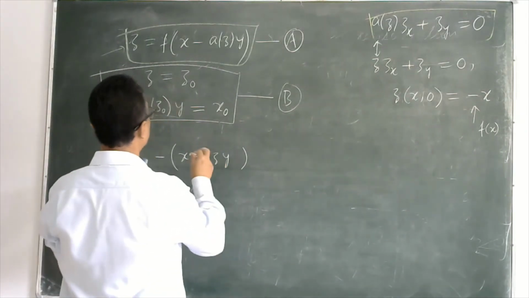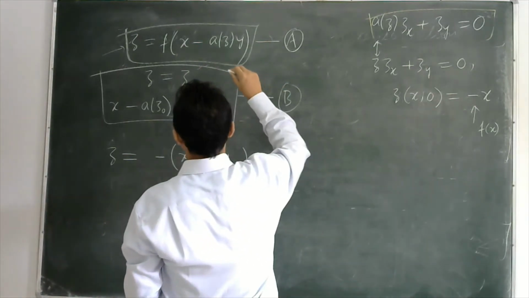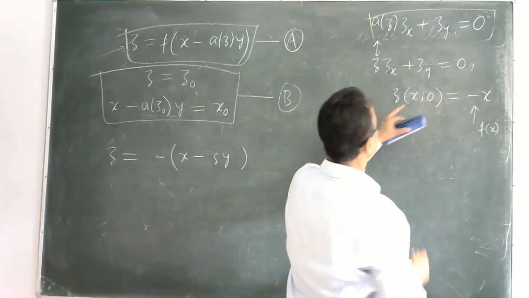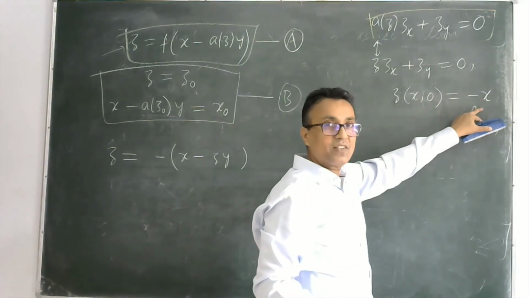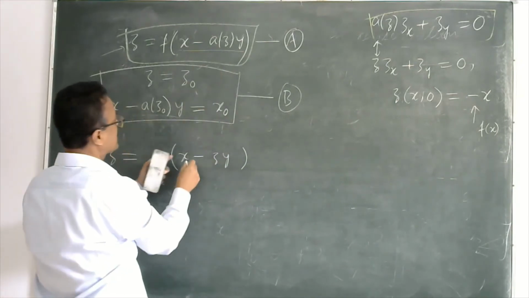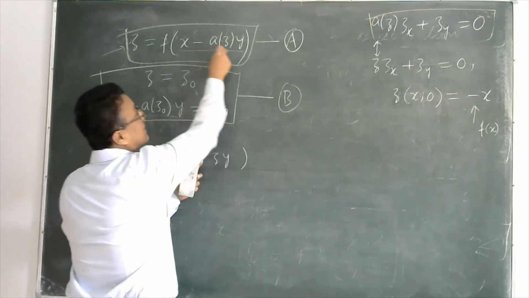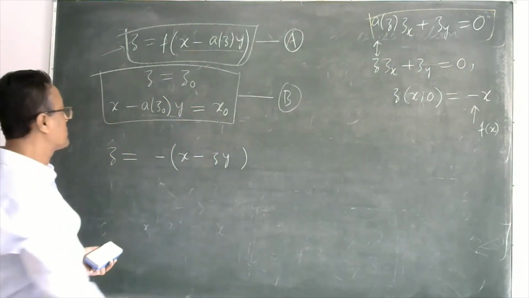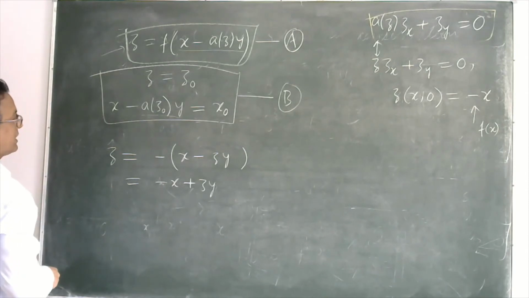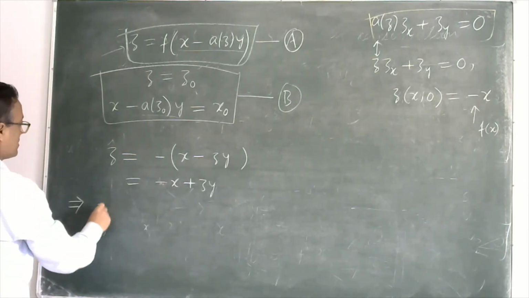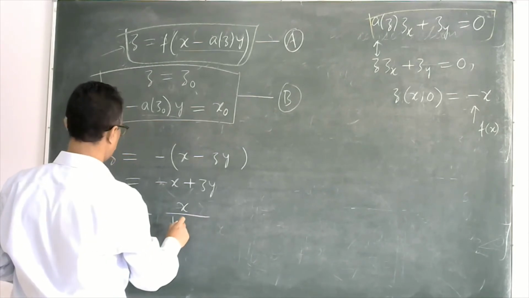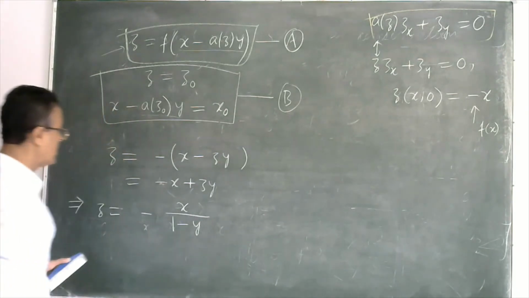Just try to relate. This f, where did it come from? It came from the initial condition. Earlier, the initial condition corresponding to this equation was z at x comma 0 equal to f of x, right? Now my f of x is minus x. So minus f of, instead of x, x minus a z into y. But here a z is simply given by j. Fine. So this is minus x plus z y. So this is going to give me z as minus x by 1 minus y, right? 1 minus y.